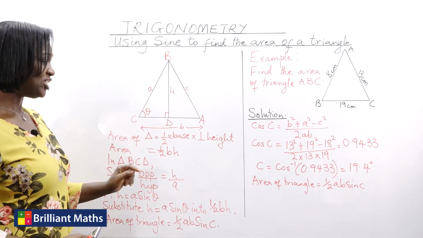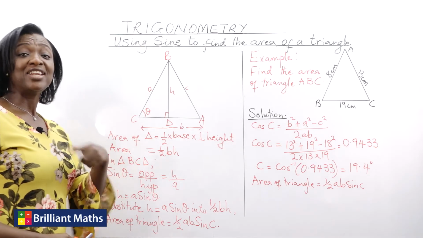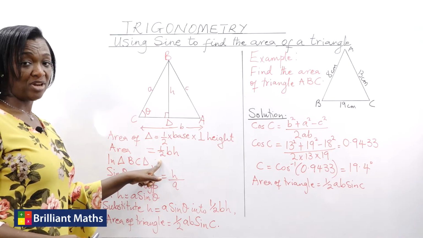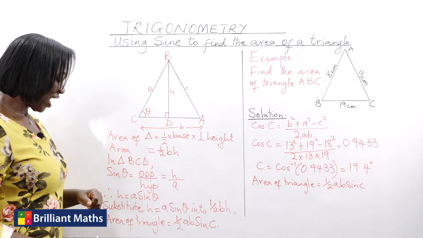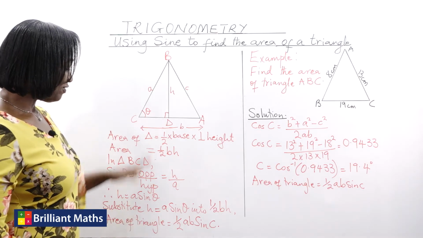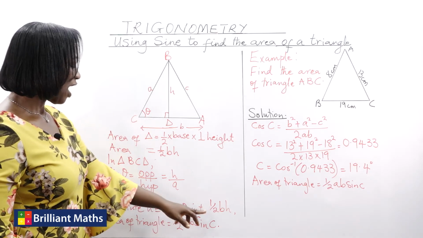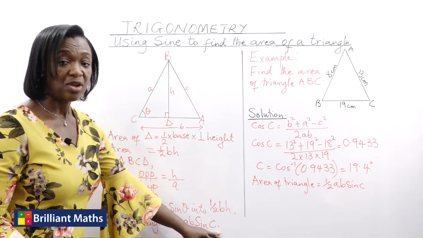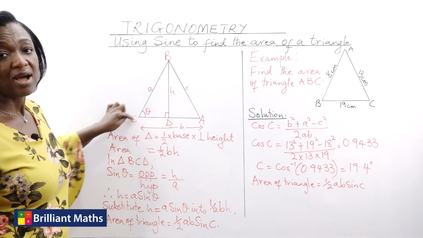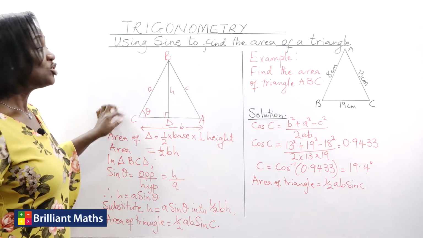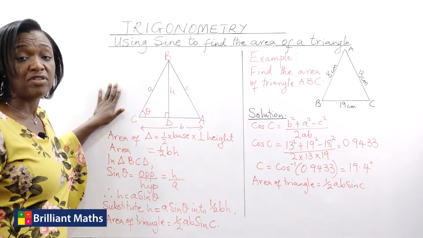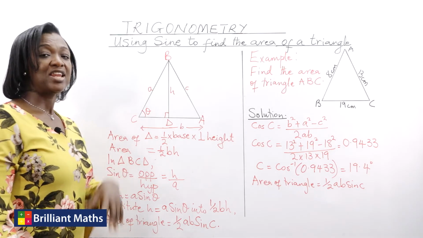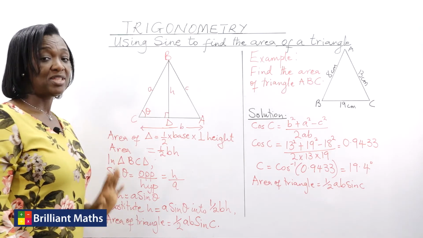So if we know that h is equal to a sine theta, we can then substitute the value of h into our original formula. So we have the area of the triangle is equal to half ab sine C, because C is the same as theta. So you can use this formula to find the area of a triangle when you are given two sides and an included angle without the height.